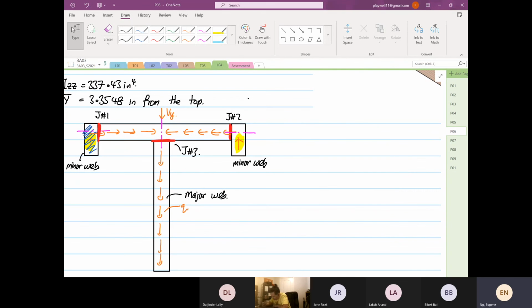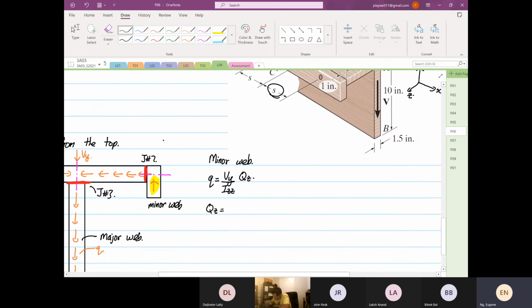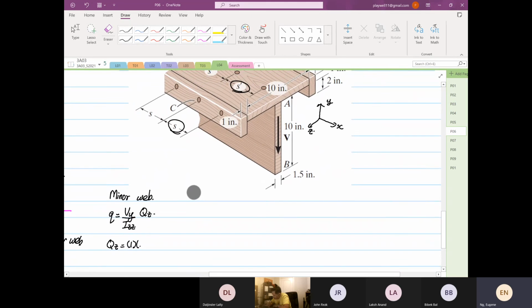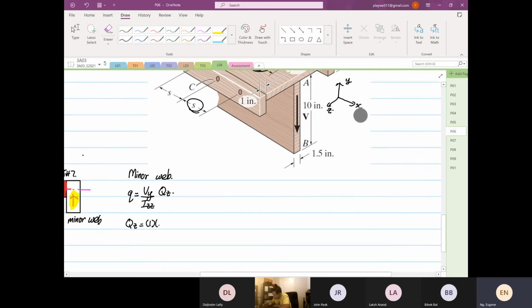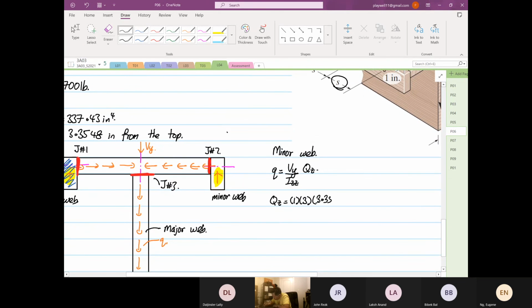So now I'm just going to look at the area. We're going to look at the minor web. Q is equal to Vy over Izz, Qz. So we have to find Qz first. The width of the small one is 1 inch. The depth is 3 inches. And the y bar is equal to 3.3548 minus 3 divided by 2, so this is equal to 3.3548 minus 1.5. That's 3 times 1, so it's 5.5644.